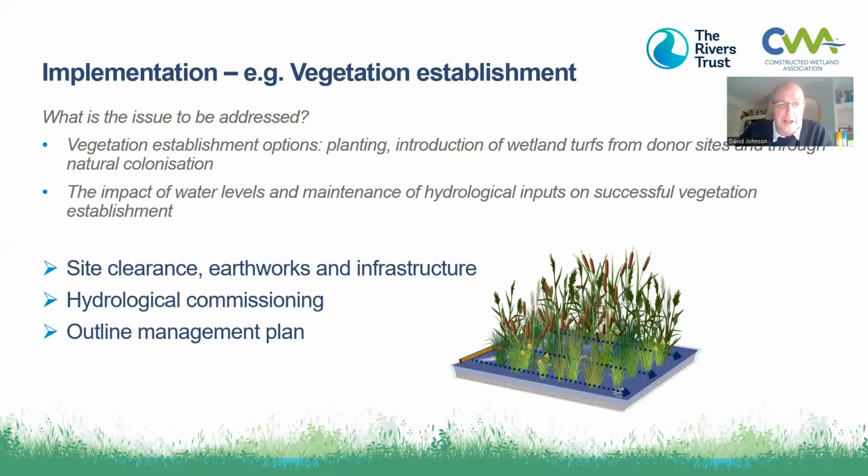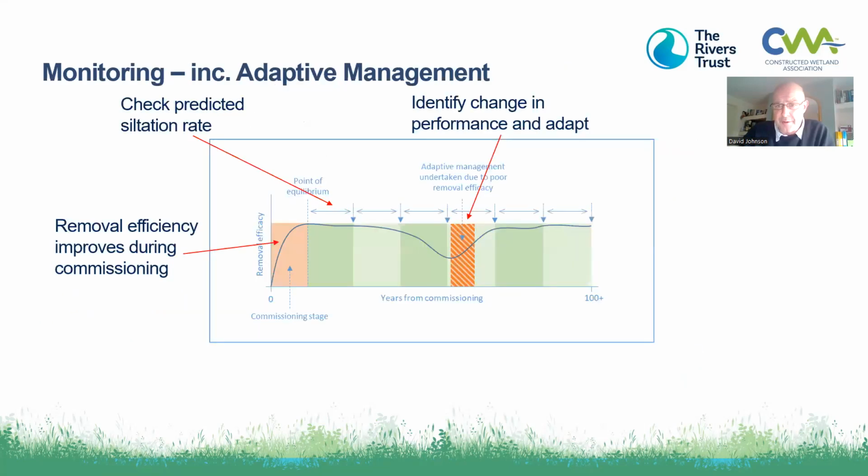In order to get the wetland to function in the correct way, you want to see a plan for vegetation, the establishment of the vegetation, for the hydrological commissioning, and an outline management plan. And then the final step of the process is a monitoring plan.